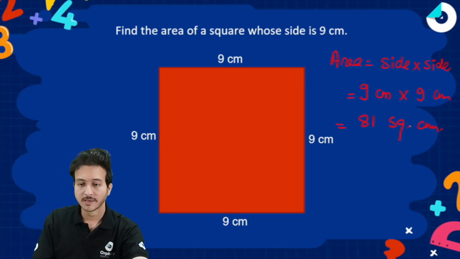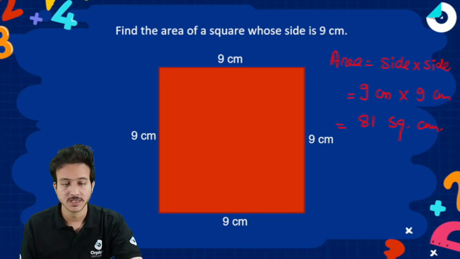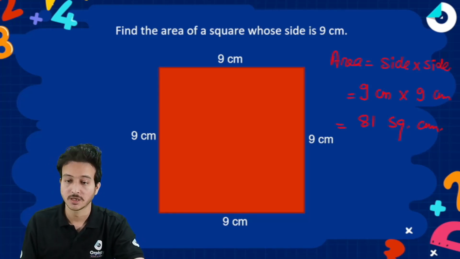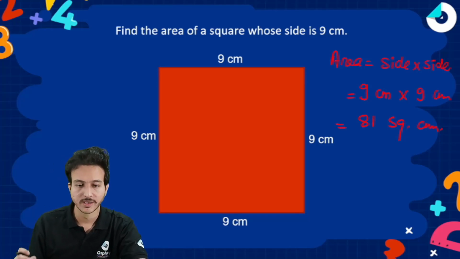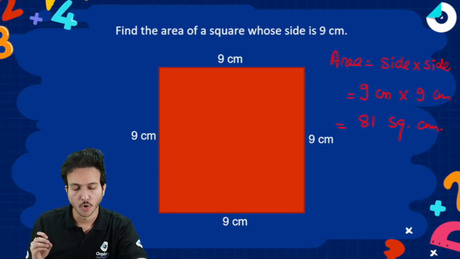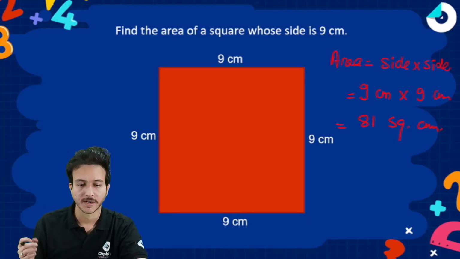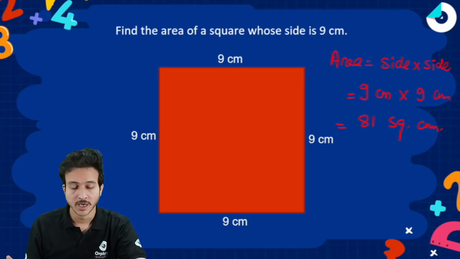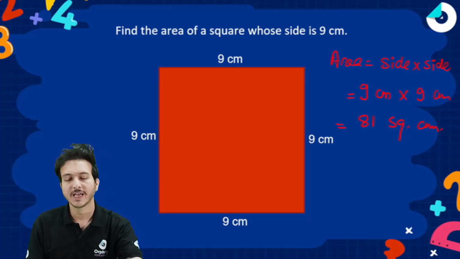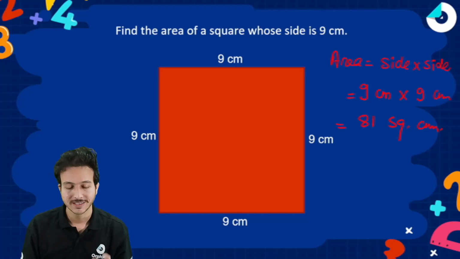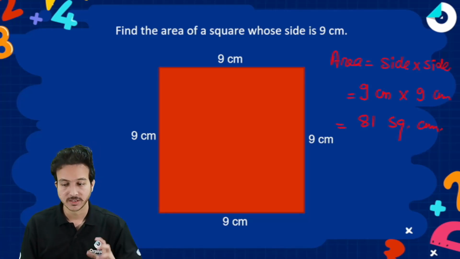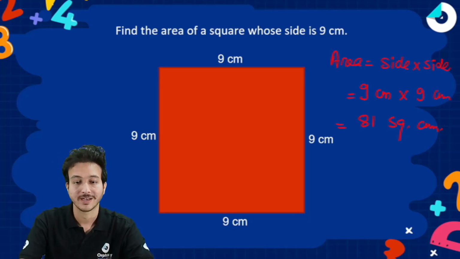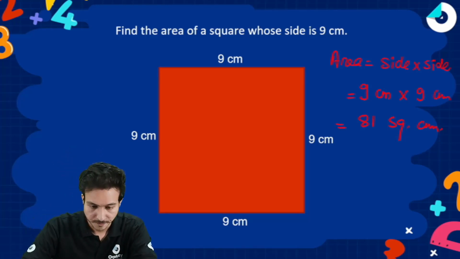Please always remember the unit of area is square centimeter, not centimeter. Whenever you are writing the area, do mention the unit as square centimeter or square meter, but not centimeter or meter, because centimeter and meter are the units of side, while area is the space occupied. So the space occupied is always given in square centimeter. Always remember that you have to write it down in square centimeter.